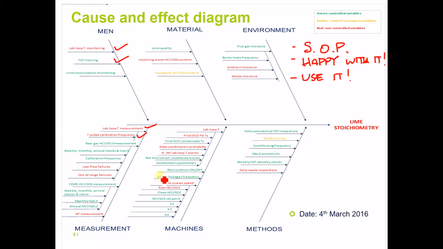Now you can see there are a number of red variables. Things like, I mean, look at this. The lime screw speed. That sounds like it might be important, doesn't it? What else have we got? There's a calibration routine somewhere here. The T-probe calibration frequency isn't under control. Again, that sounds important. So what we've done here is we've identified all the variables and whether they are in control or not. And then they've simply gone in and put some extra controls in place. And they've improved the control of this process.